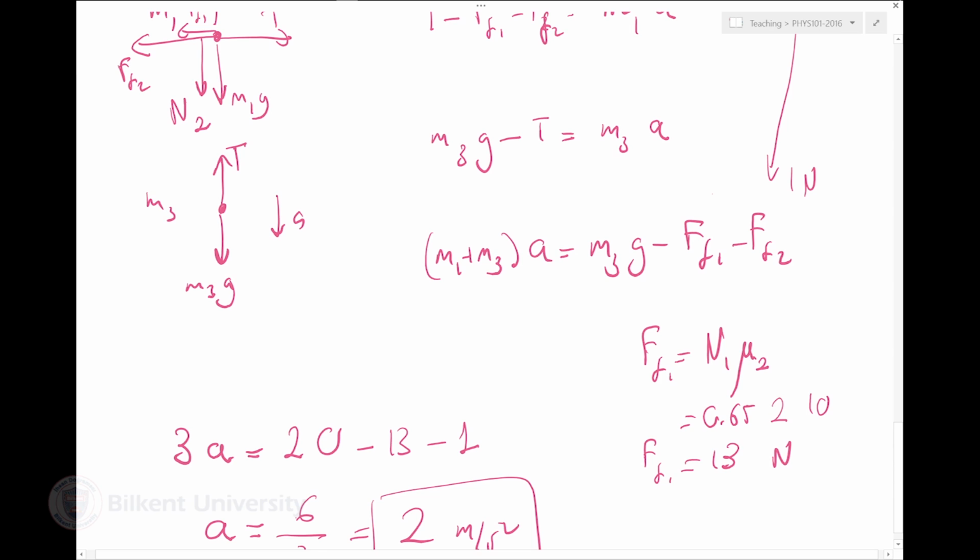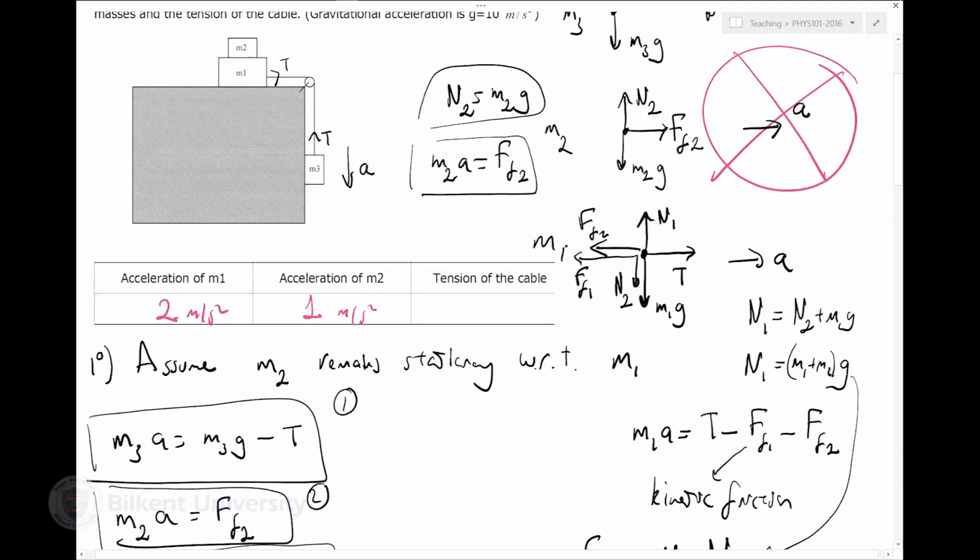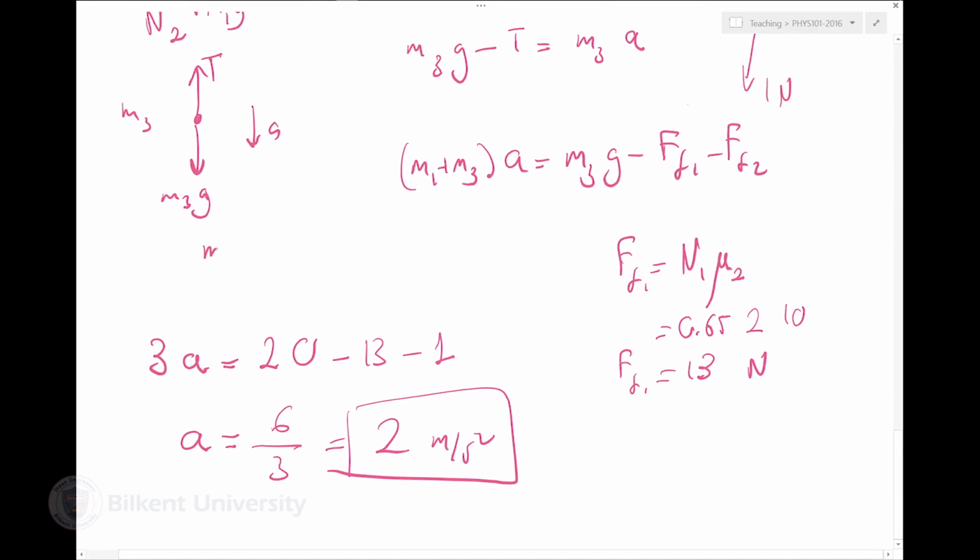So if I go back and fill my table, acceleration of M1 is 2 meters per second square. Acceleration of M2 is only half that. And the tension in the cable I can easily find. I think it's the easiest to find from here. M3G minus M3A is tension. M3 is 2, G is 10, A is 2. So this is 8, 16 newtons.